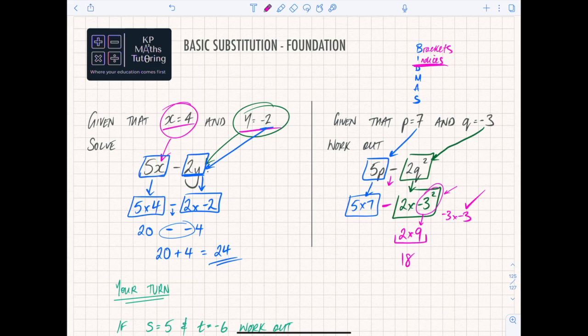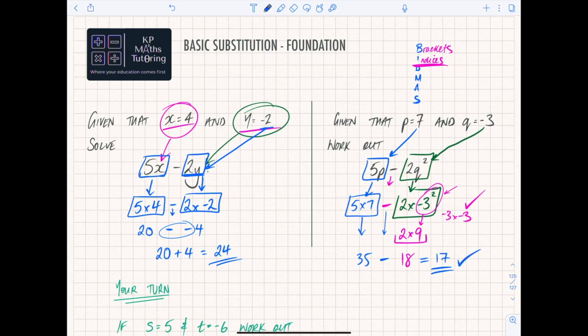This first box is quite simple. It's just 5 times 7. Hopefully you know your times tables. 5 times 7 is 35. And then I still need to bring this negative down. So it becomes 35 minus 18. Now there's no double negatives involved here. It is just very simply a case of doing 35 minus 18, which ends up giving me an answer of 17.